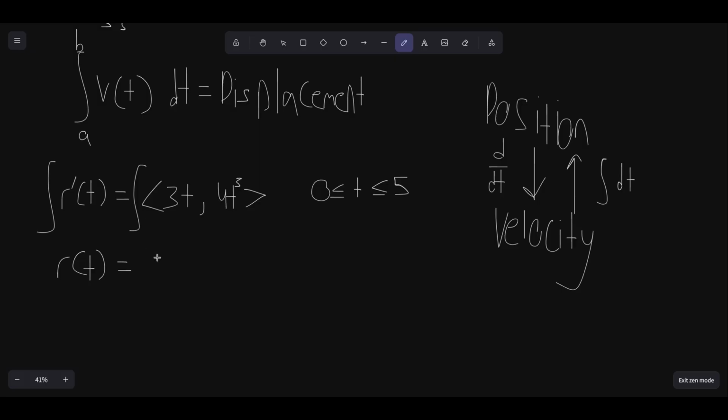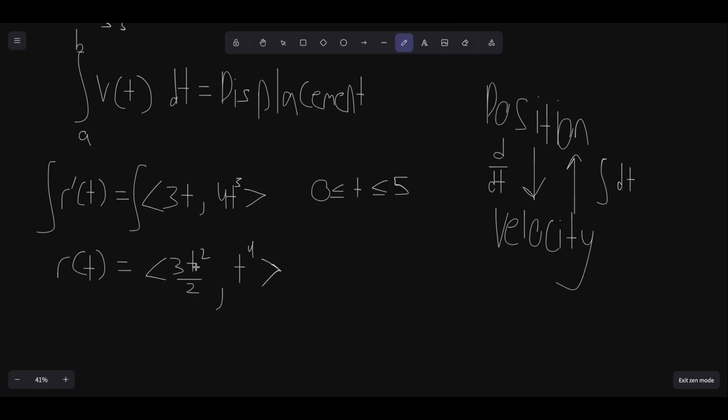So the integral of 3t is just going to be equal to 3t squared over 2. You just integrate each component, and then this would just be 4t to the 4. Let's just assume that we start at 0, 0. So when time is equal to 0, everything is 0, so we don't have to deal with those constants. Now, let's substitute everything in here and see our displacement.